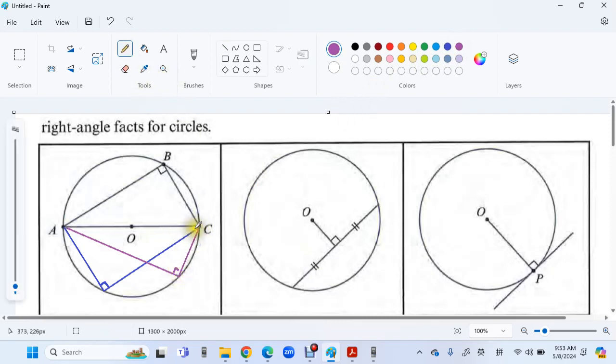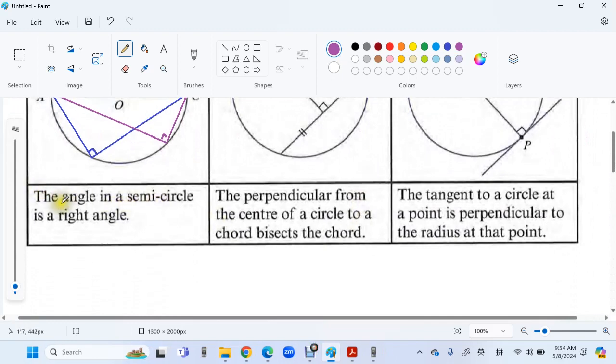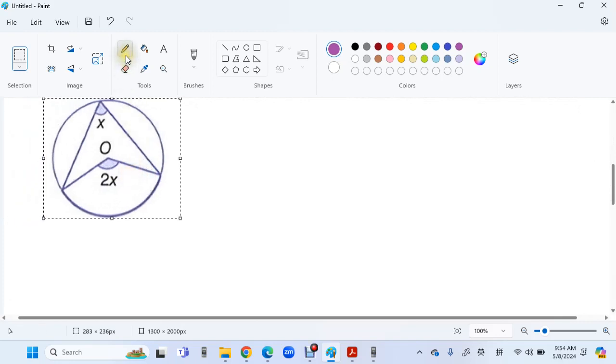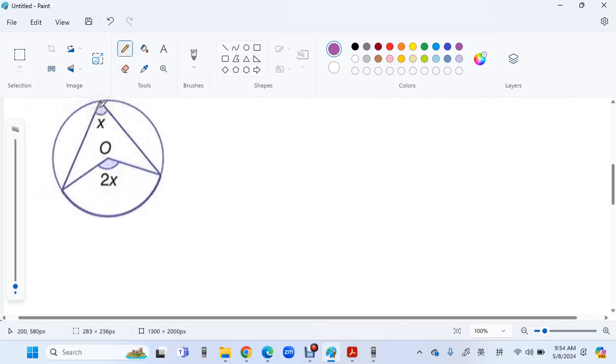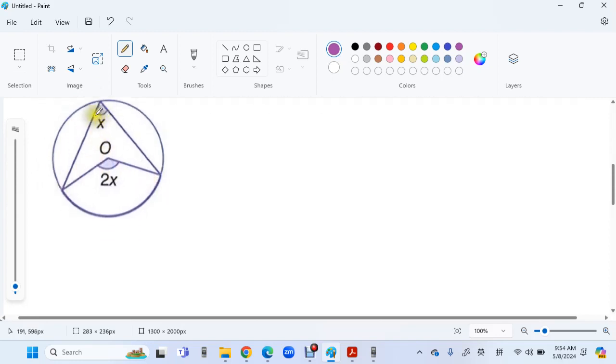So diameter go out, right angle. This is the first fact. So the angle in a semicircle is a right angle. This happens because we know the relationship between the circumference angle and the angle at the center: the center angle is 2 times the circumference angle.